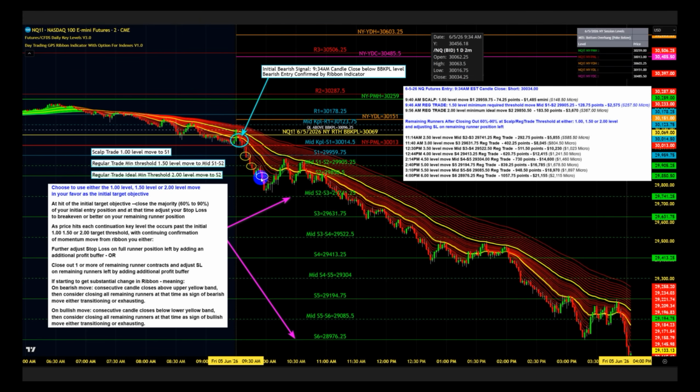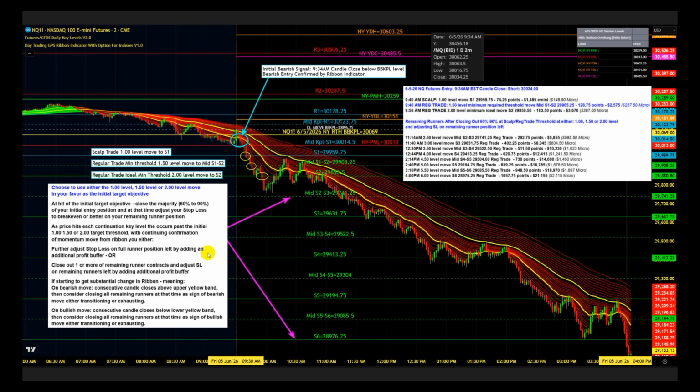For example, you might close 60% to 90% of your original position to lock in profits while leaving a smaller runner position open to participate in any continued move. At the same time, you would adjust the stop loss on the remaining contracts to break even or better, ensuring that the trade can no longer result in a loss. As price continues moving in your favor and reaches additional key levels beyond your initial target, you can manage the remaining runner position in one of two ways.